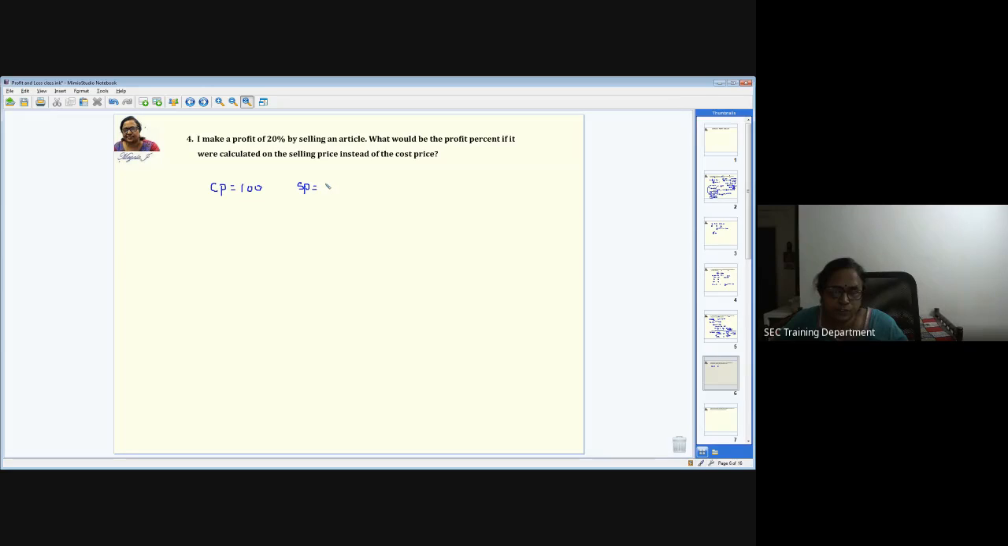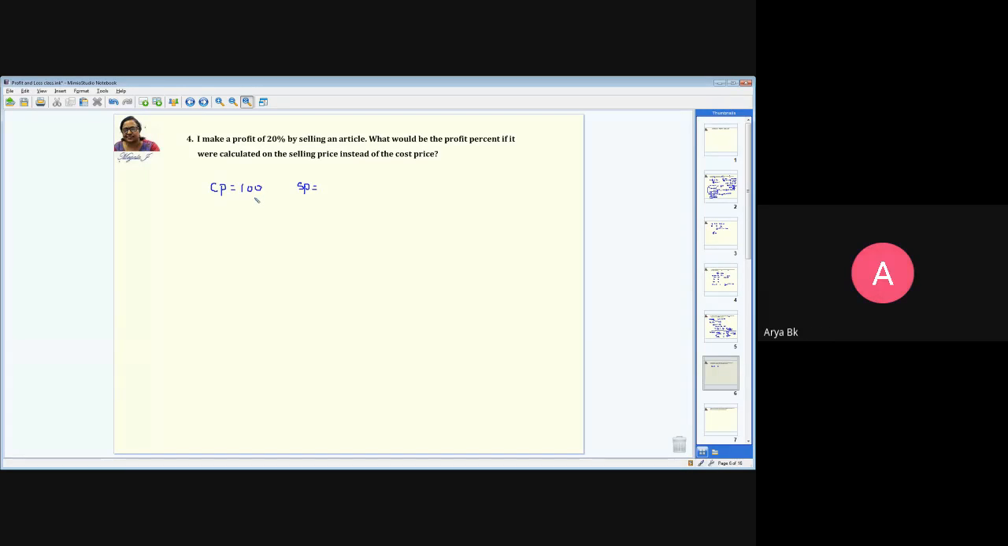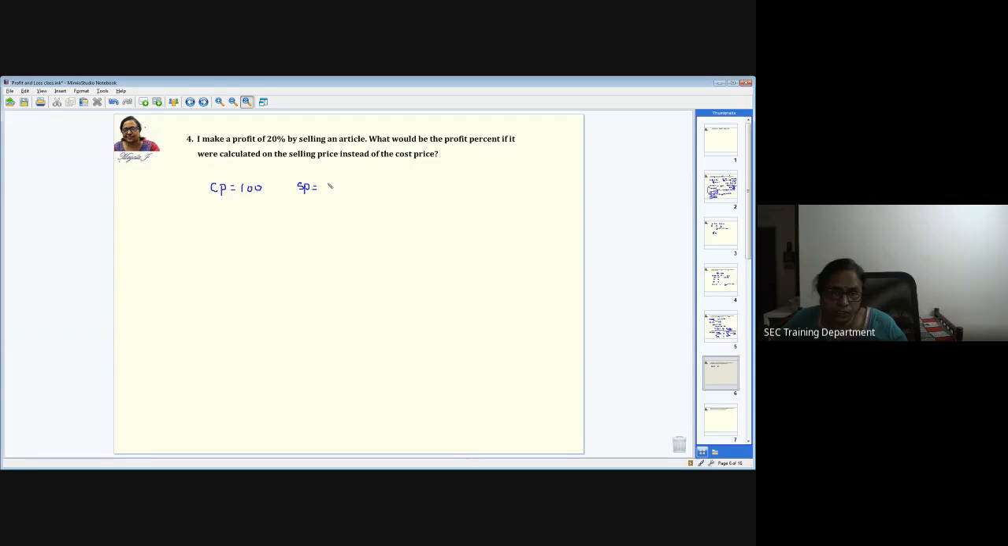You're not supposed to take so much time. Profit is 20%. The purpose of taking 100 as an initial value is that for any profit or loss, you can directly consider that. So 20% of 100 is how much? 20. So you have to add this, that's 120. The purpose of taking 100 is to make it easy, not to make it tough. The minute you take 100, you can immediately say 20% profit means it's going to be 120.